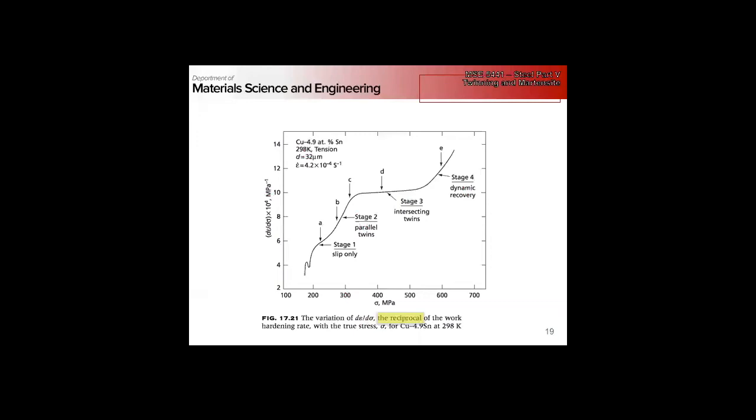Right? So the key thing on this is going from stage 2, where you have parallel twins, to stage 3, where you have intersecting twins. What's the twin system for FCC? What's the twin plane? 111. 111, right? What's the slip plane? 111. 111.